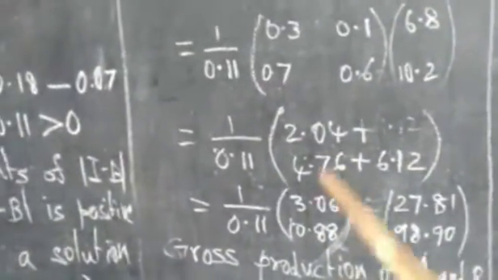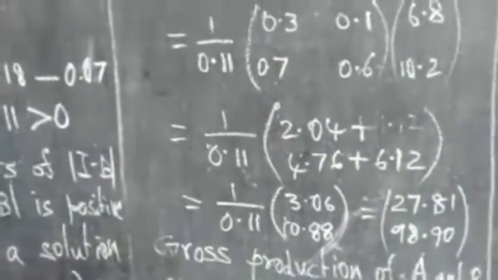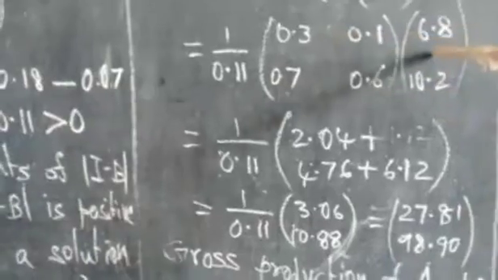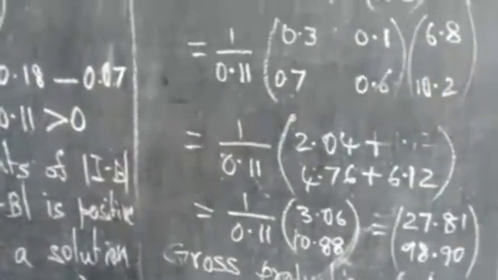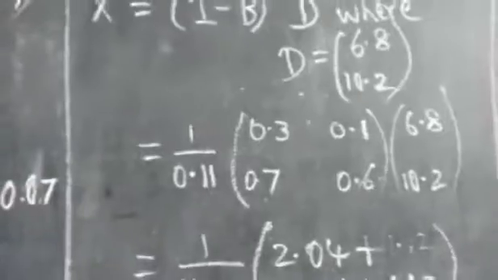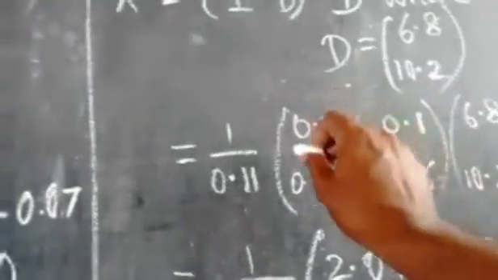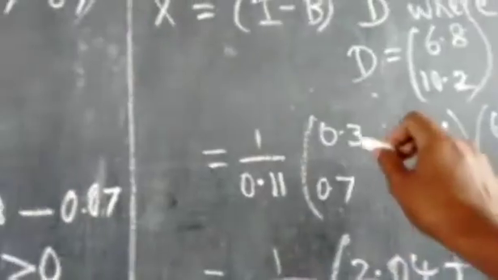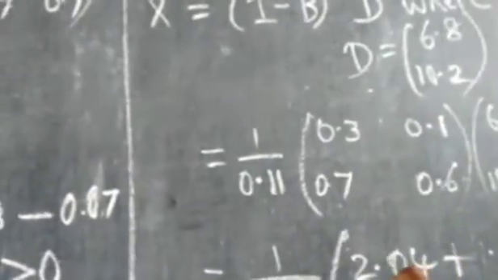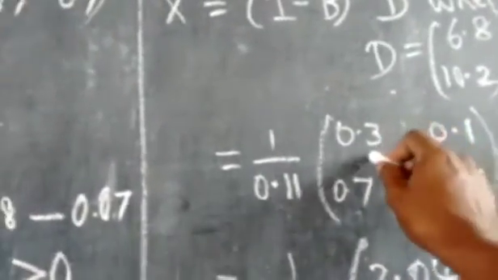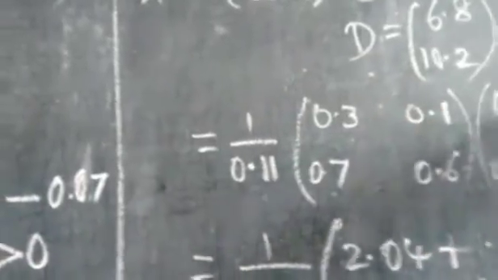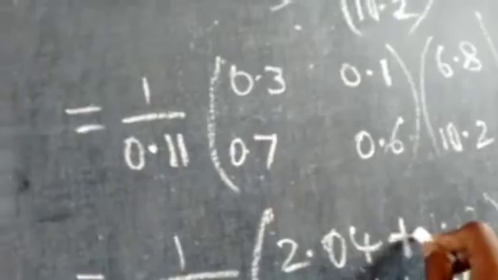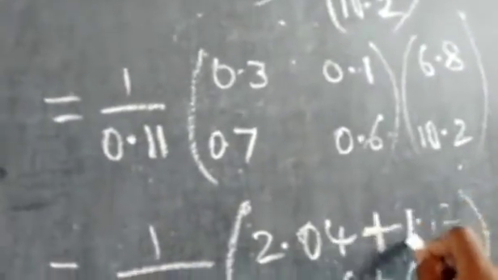Now multiplying, what is 0.3 into 6.8? Just a minute. 0.3 multiplied with 6.8: 3 eights are 24, remaining, 3 sixes are 18 plus 2, so 2.04, because here one decimal place, here also one decimal place. And what about this one? Let us multiply 1 with 10.2. What did you get?